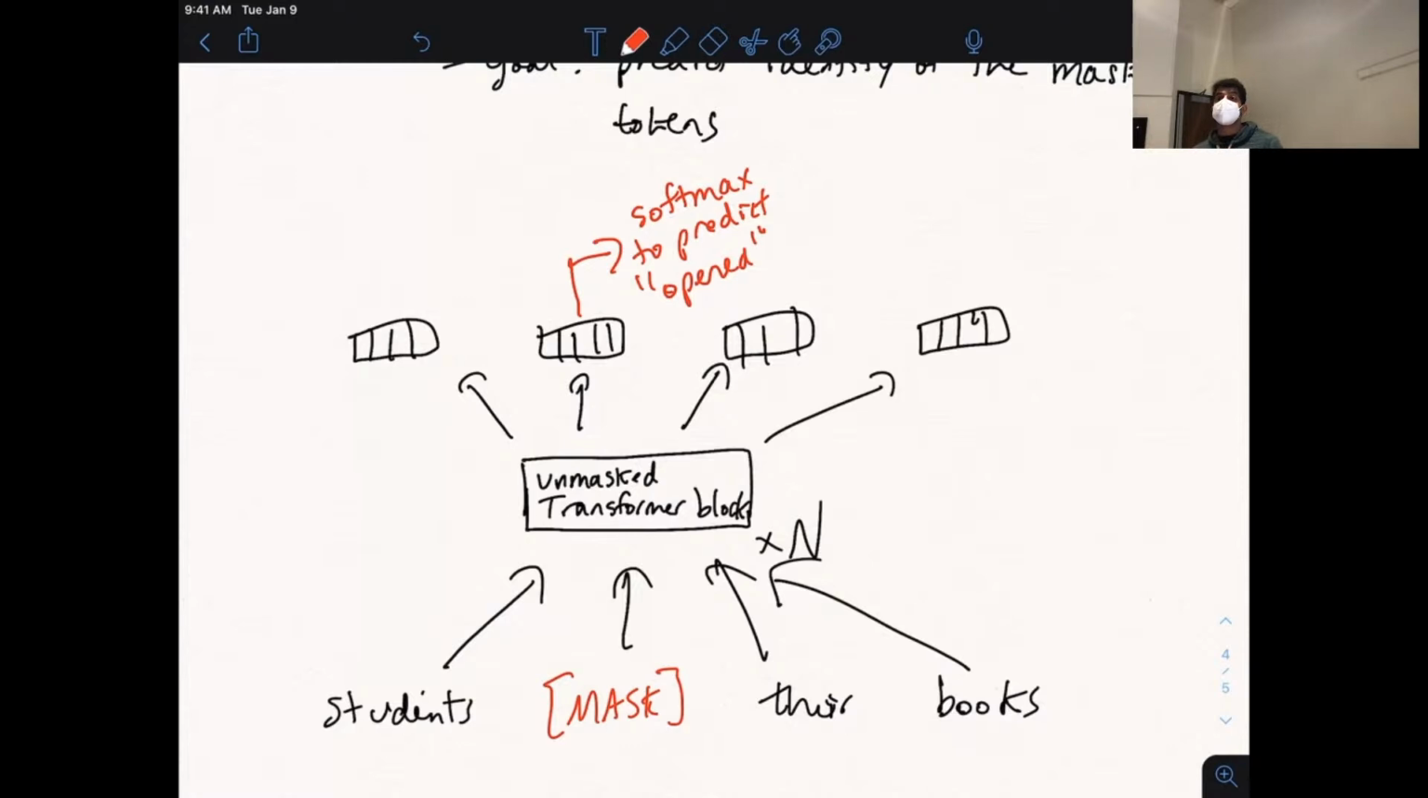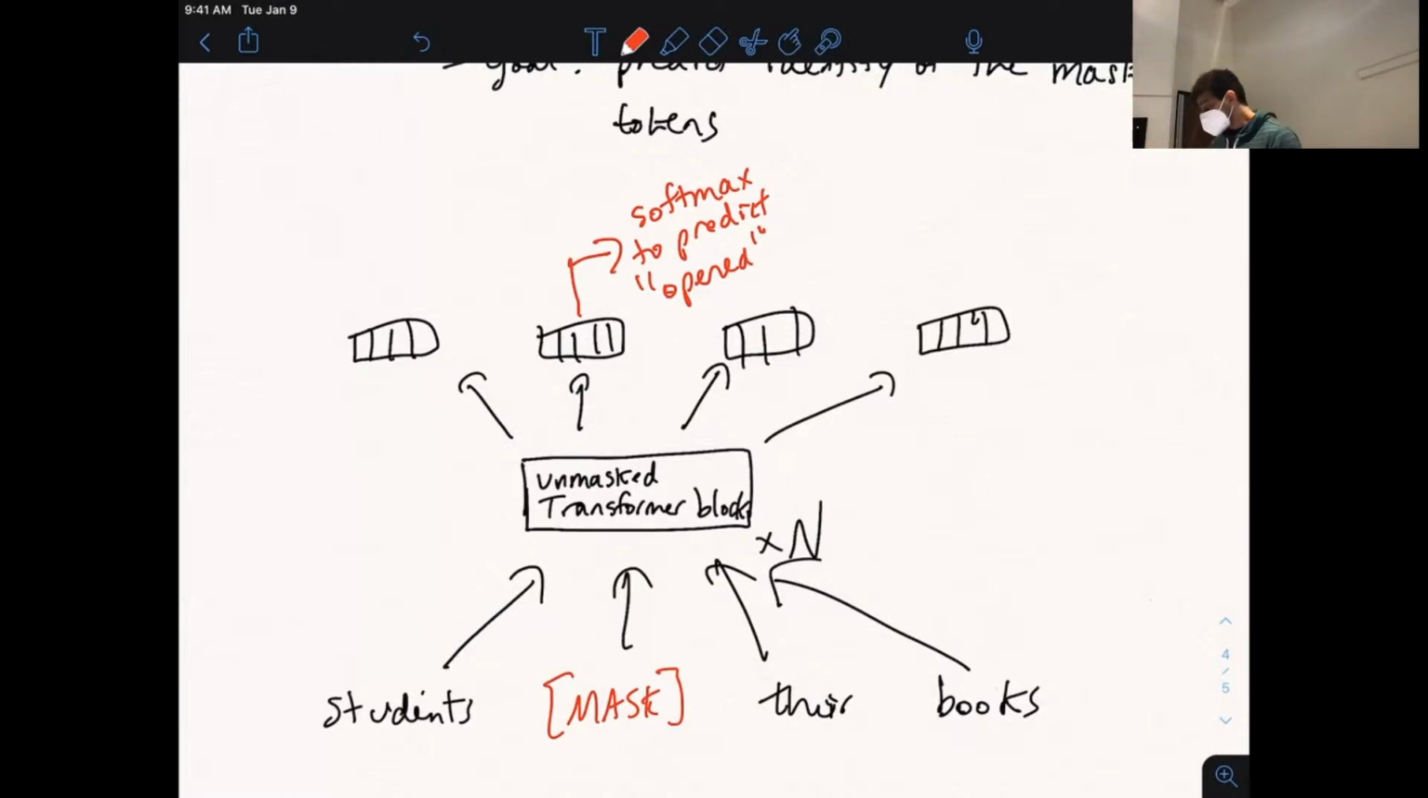Except in this case, it's learning from both sides of the mask token, right? So the preceding context and the subsequent context is used to come up with this representation that eventually we apply the softmax layer over. So any questions about this?